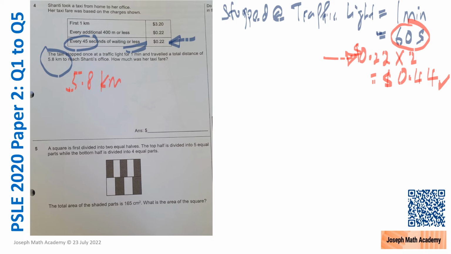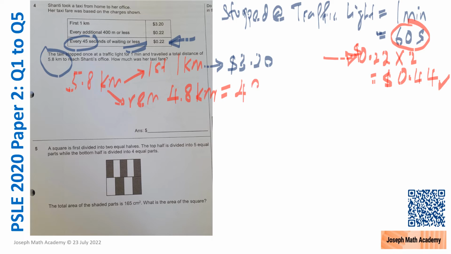Now the 5.8 km includes the first 1 km. So for the first 1 km, she is charged $3.20. Next, there will be the remaining 4.8 km. 4.8 km is the same as 4,800 meters. We have to convert the 4.8 km to 4,800 meters. Why? Because of this second info here: every additional 400 meters. So we are working in meters, not in km.